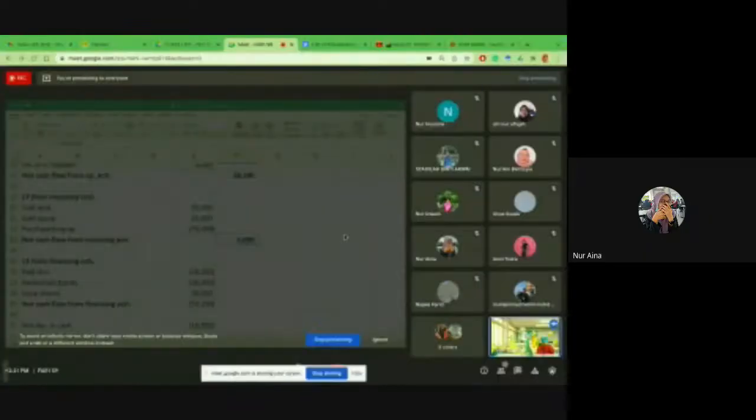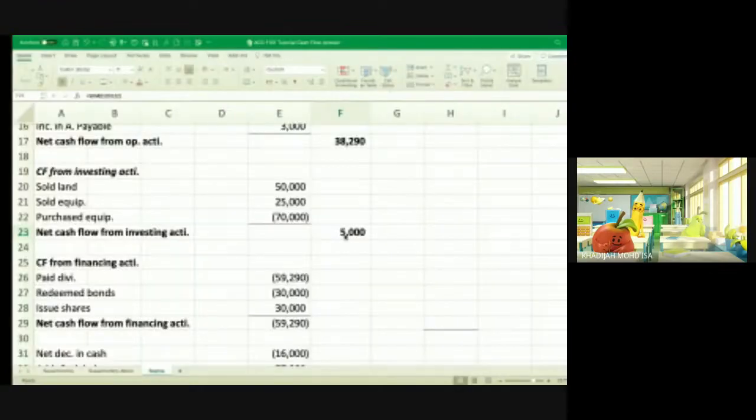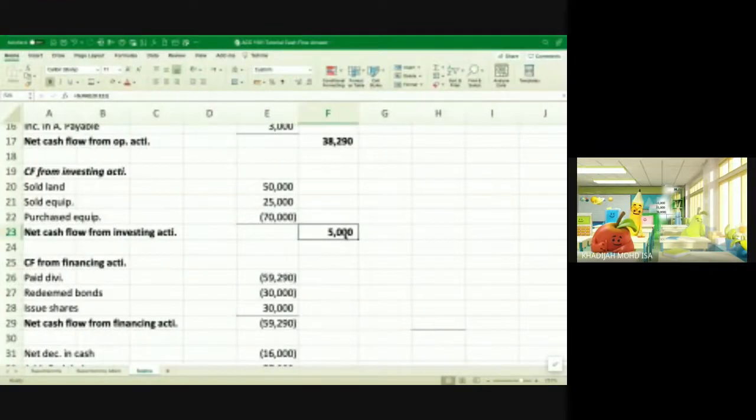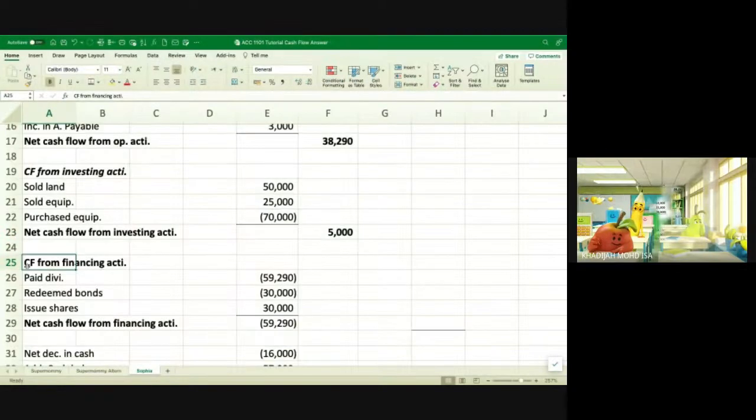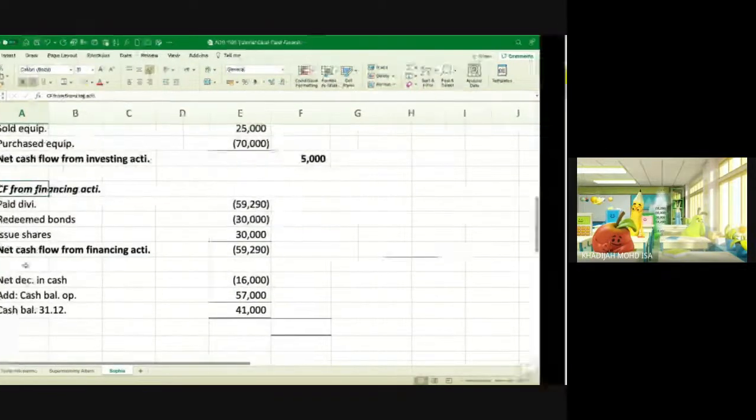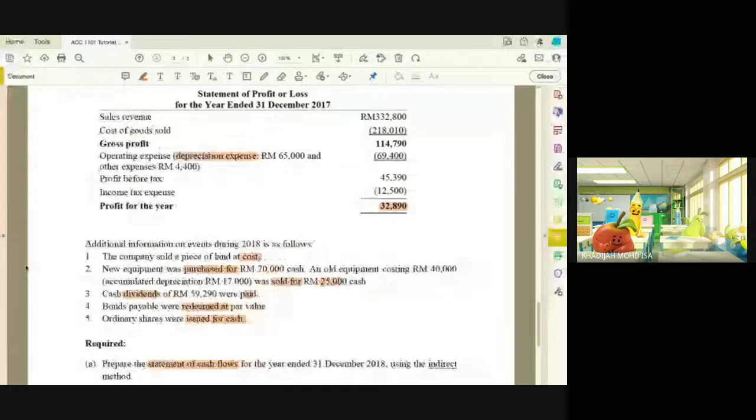Are you following? Yes. Okay, good. And then we have the financing activity. Let's look at the note to the accounts.